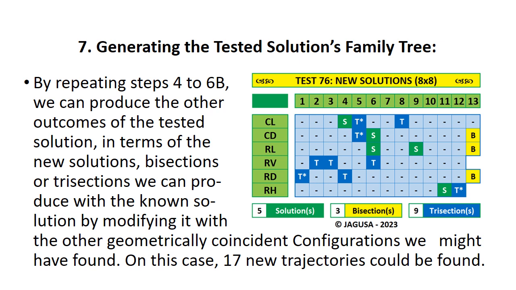7. Generating the tested solution's family tree. By repeating steps 4 to 6b, we can produce the other outcomes of the tested solution, in terms of the new solutions, bisections, or trisections, we can produce with the known solution, by modifying it with the other geometrically coincident configurations we might have found. In this case, 17 new trajectories could be found.